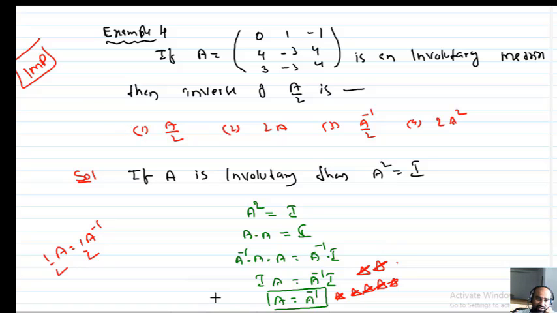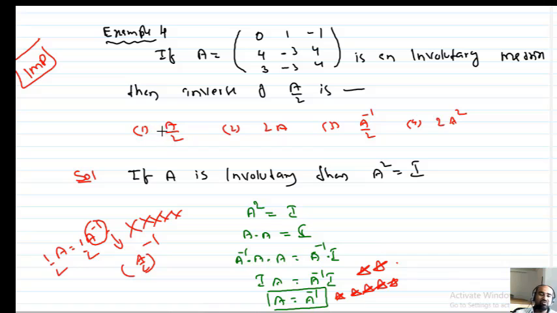Why? Here, A inverse is multiplied by 1 by 2. But what is being asked? A by 2, whole inverse. Take care. What you found is you just multiplied each element of A inverse by 1 by 2. But what is asked is A by 2 whole inverse. After multiplying each element of A, we get a new matrix, and that inverse you want. These two are not the same. That is why what the boy thinks is wrong, and so answer 1 is not correct.